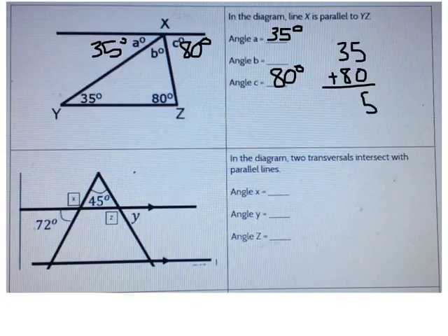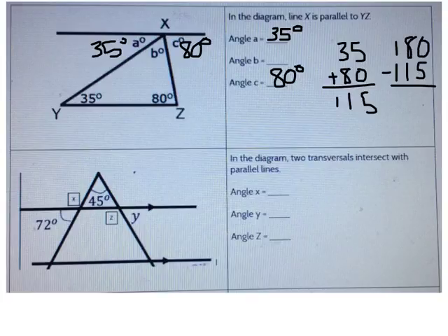5 plus 0 is 5. 3 plus 8 is 11. What's 180 minus 115? Well, 10 minus 5 is 5. 7 minus 1 is 6. Angle B is 65 degrees.